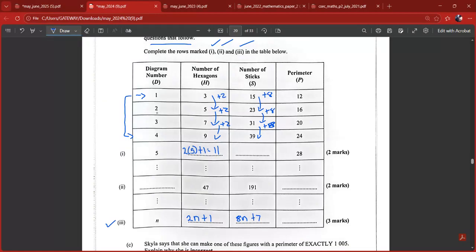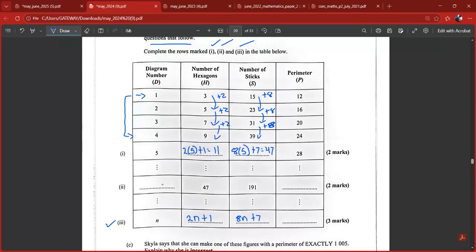8 by 2 is 16, plus 7 is 23. 8 by 3 is 24, plus 7 is 31, and 8 by 4 is 32, plus 7 is 39. So it works for the first 4 figures, so it can work for figure 5 as well, for diagram 5. So it's going to be 8 times 5 plus 7, which is 47. I'll put 47 there.